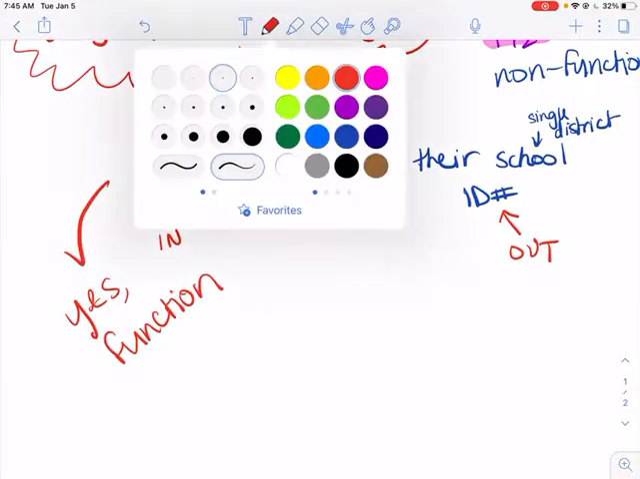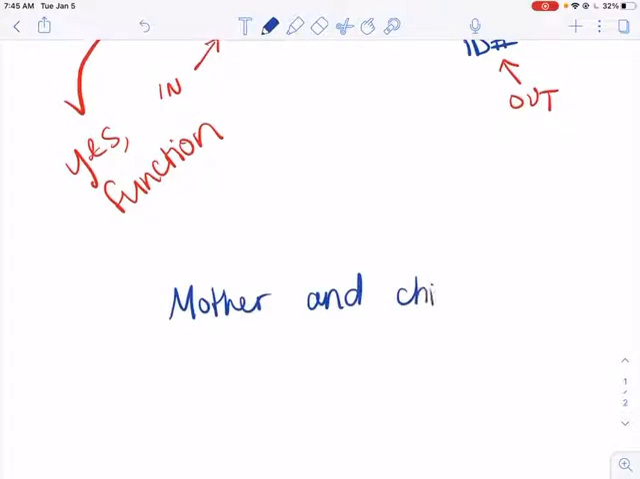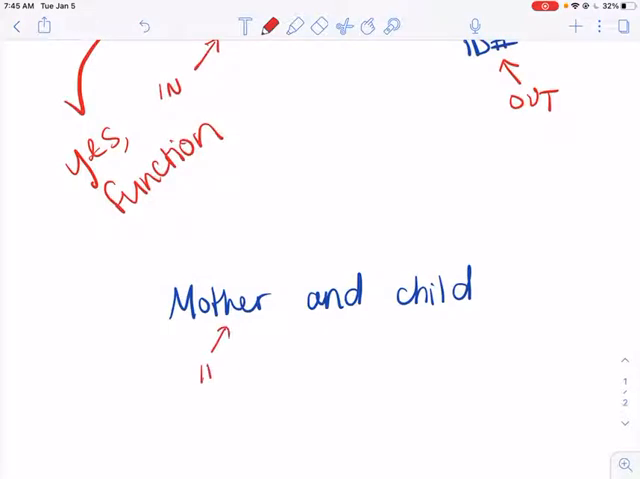Let's try another example. Remember that the first word is the input, so we're going to say mother and child. Is the relationship of a mother and child a function? Well, here's our input, here's our output. A mother can have more than one child, so this is not a function, because not every input has exactly one output.